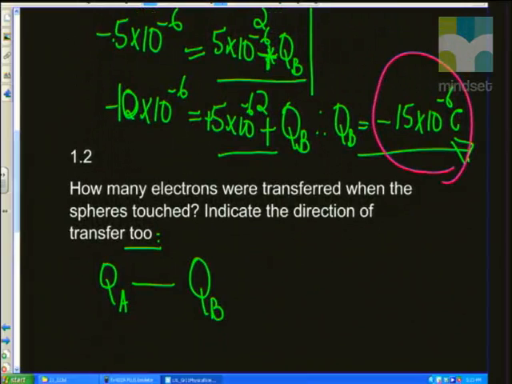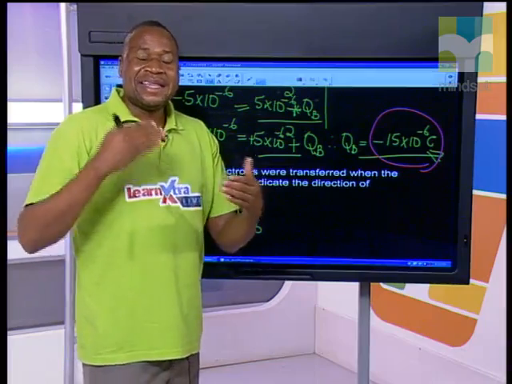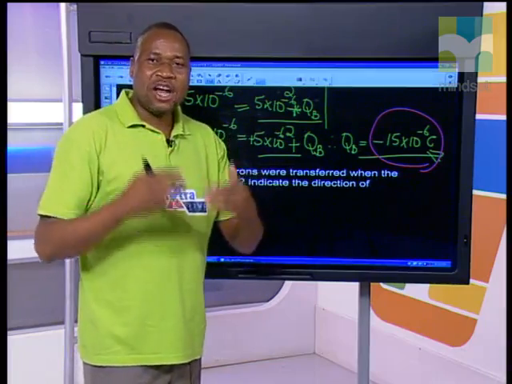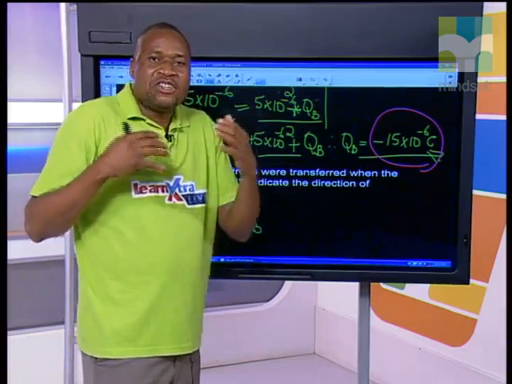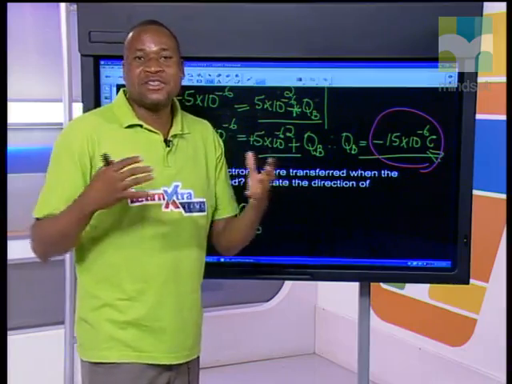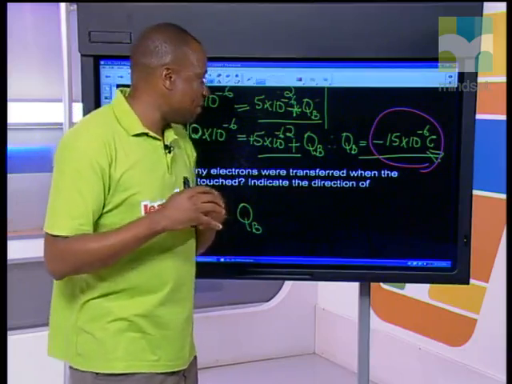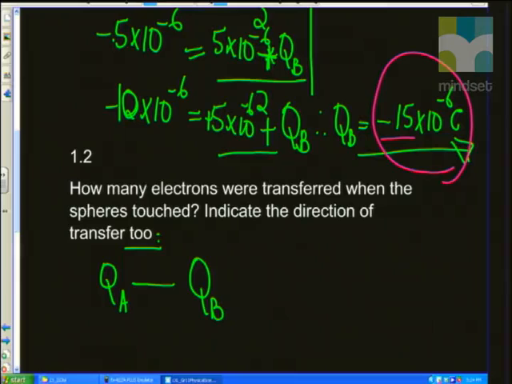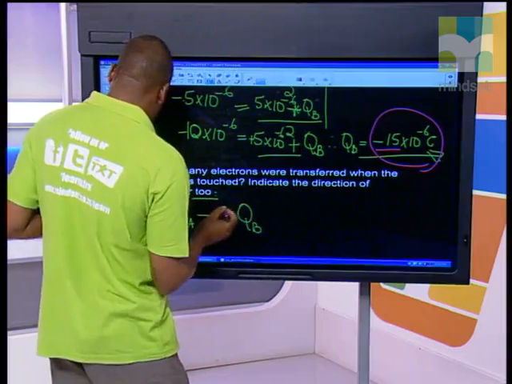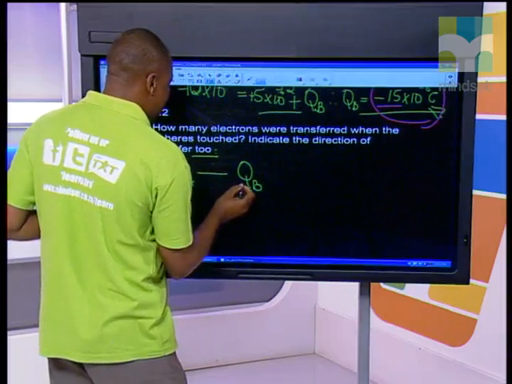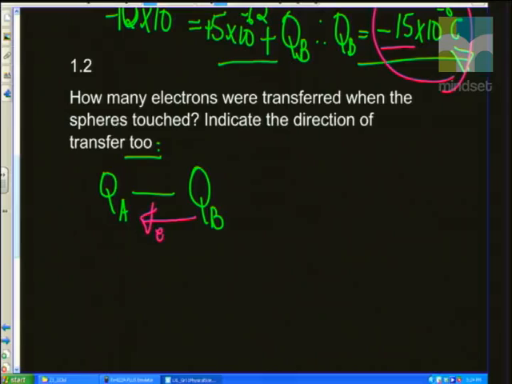Now, the reason objects get charged is because objects transfer electrons between each other. Only those that have got excess electrons will be able to transfer. QB here has got a negative charge. Definitely it's the one with excess electrons, and therefore electrons will be transferred from B to A. So that will be your electron transfer, from B to A.